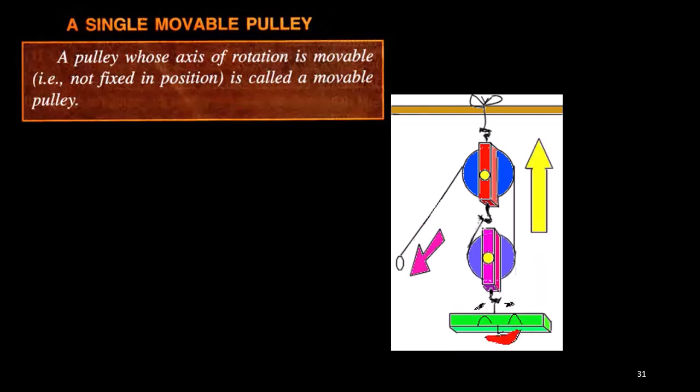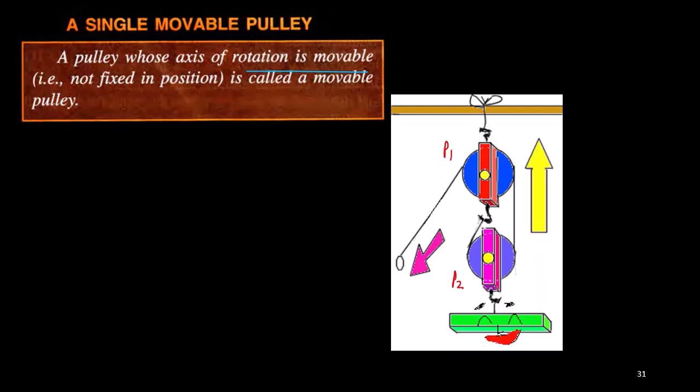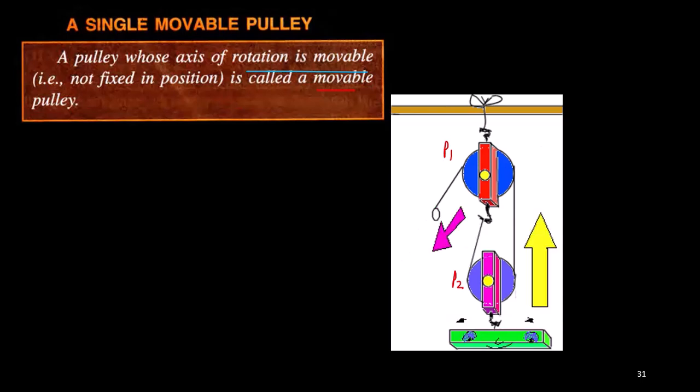Now, single movable pulley. A pulley whose axis of rotation is movable. In this situation there are two pulleys. Pulley P1 is the fixed pulley and P2 is the movable pulley. P2 can move up and down. Whenever the pulley is moving up and down, it changes its position. The pulley is not at a fixed position, so it is called a movable pulley.